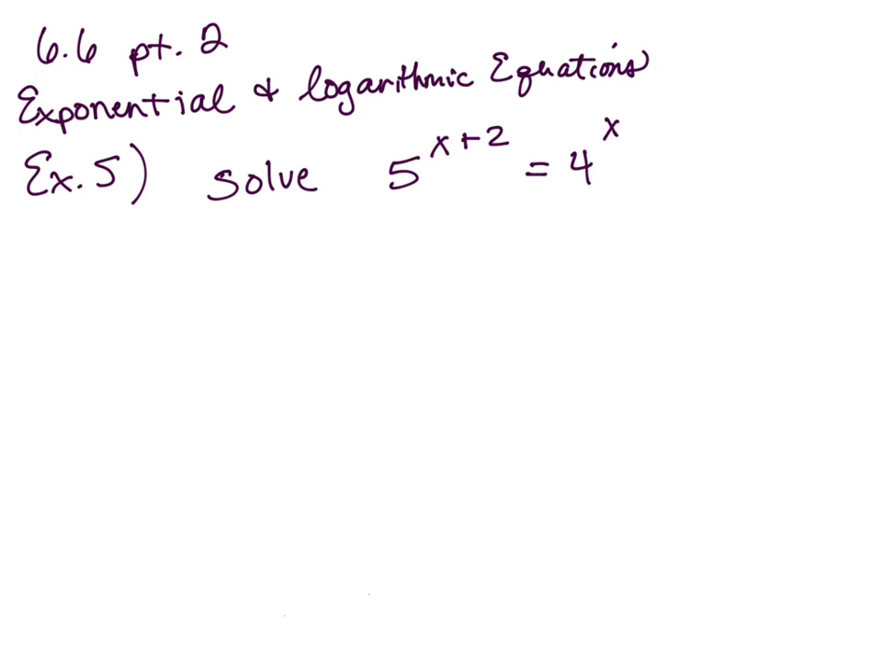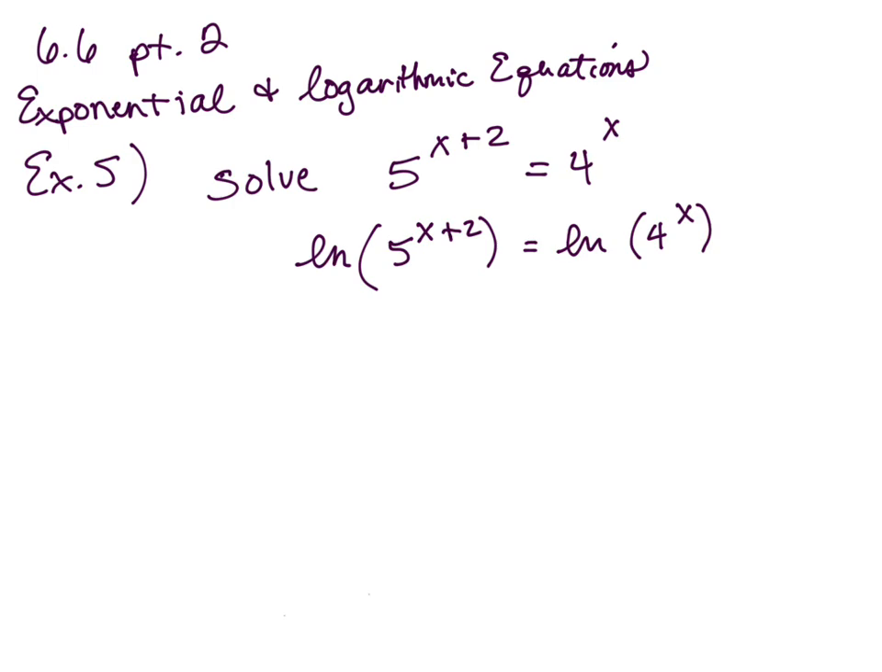You can log both sides in any base, as long as the base that you choose for both sides is the same. It's very typical that unless one of these bases is 10, which they're not, one's 5 and one's 4, we choose the natural log. It's fewer keystrokes, it's automatic base e, and it's pretty simple to solve these with a natural log. So here's how that works. We're going to natural log both sides of the equation. We're going to have natural log of 5 to the x plus 2 equals natural log of 4 to the x.